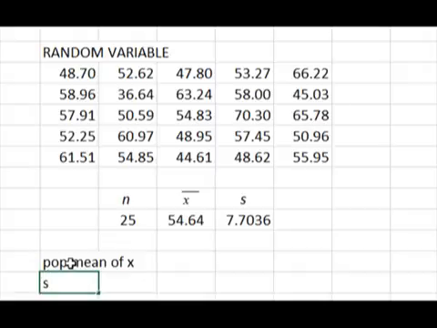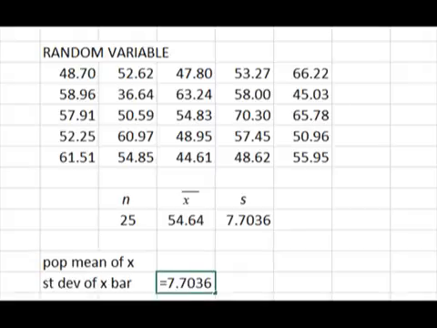We would like to know something about the standard deviation of x bar, which we'll just call x bar because I can't draw a symbol in there. Well, from the central limit theorem, we know that the standard deviation of x bar, or of the sampling distribution, is the standard deviation of x divided by the square root of the sample size. We have the sample size right here. We have 25 data points. And while this is an estimate of the true standard deviation of x, it's likely to be fairly close. So this standard deviation here is going to be approximately 7.7036 divided by the square root of 25, which is 5.